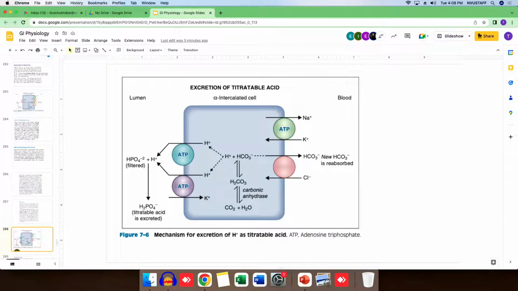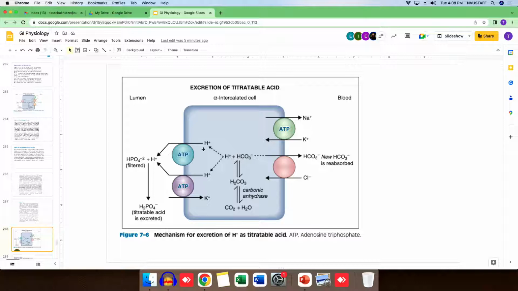Now, I've said to you that we have a second mechanism by which protons can be excreted from the cells, and it is either as titratable acids or as NH4, right? So let's start with how they are excreted as titratable acids.